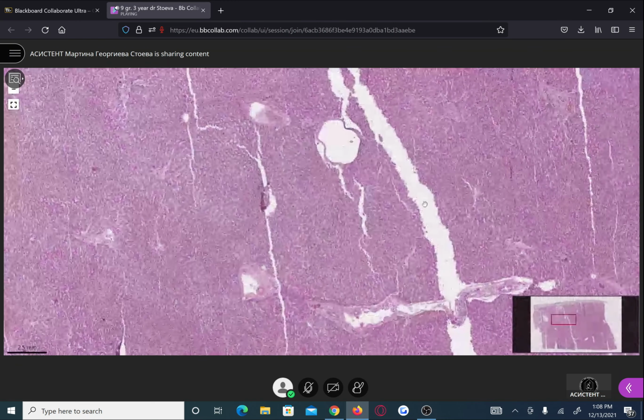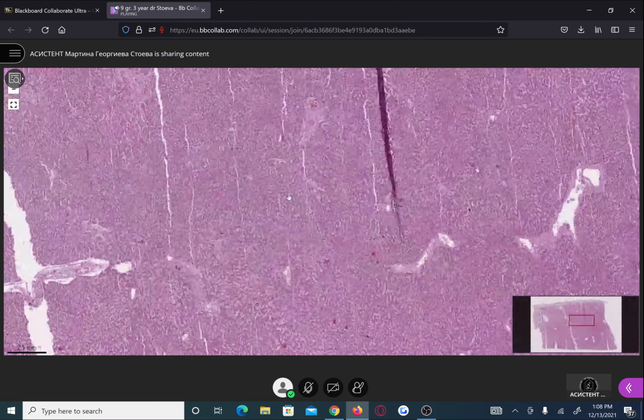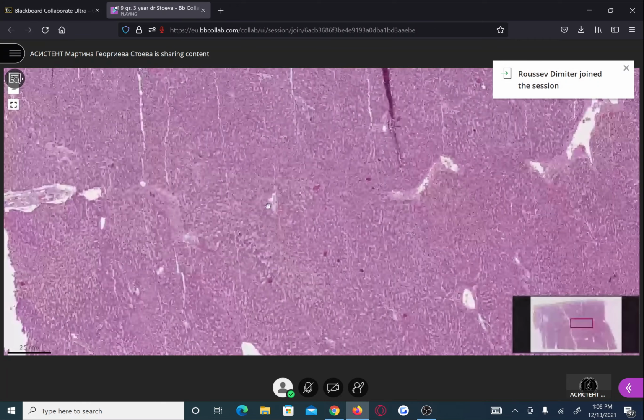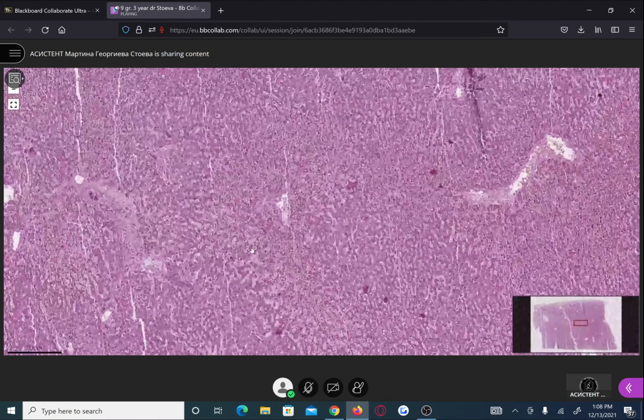And then again at medium magnification, we can see some areas, especially around the central veins. Here, this is a central vein because there is only one blood vessel surrounded by hepatic trabeculae. Here again, this is a central vein.